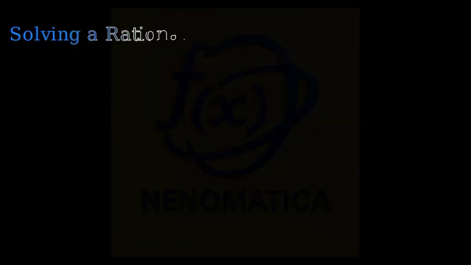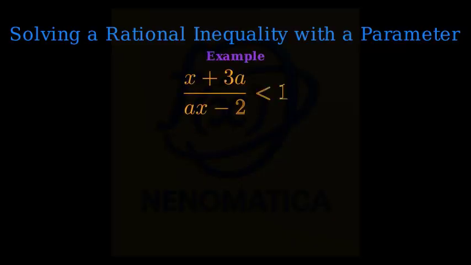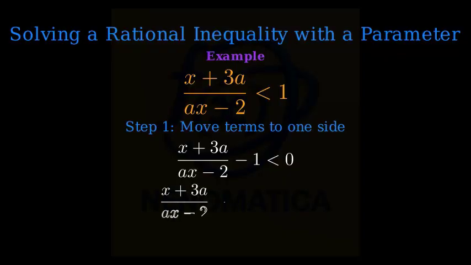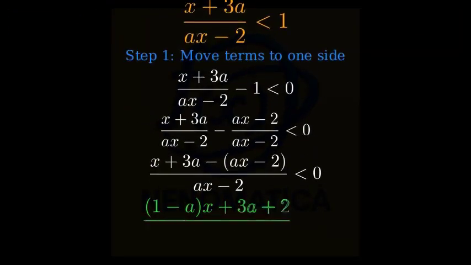In this lesson, we solve a parameter inequality step by step and then interpret the result by cases on the parameter A. First, here is the example and the problem statement in bold orange math. Step 1. Subtract 1 from both sides. Then put everything over a common denominator and simplify the numerator carefully.